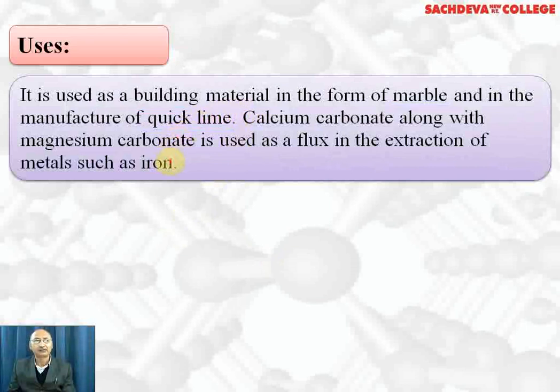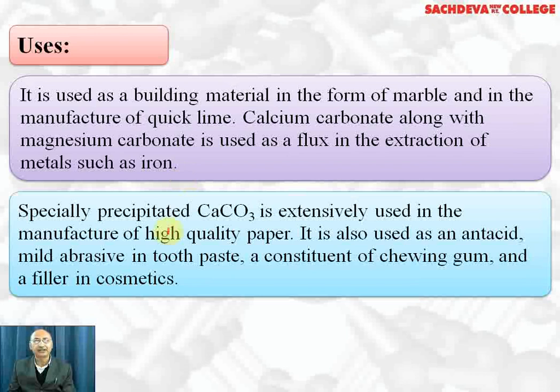Calcium carbonate along with magnesium carbonate is used as a flux in extraction of metals such as iron. Specially precipitated calcium carbonate is extensively used in manufacture of high quality paper. It is also used as antacid, mild abrasive in toothpaste, a constituent of chewing gum, and a filler in cosmetics.